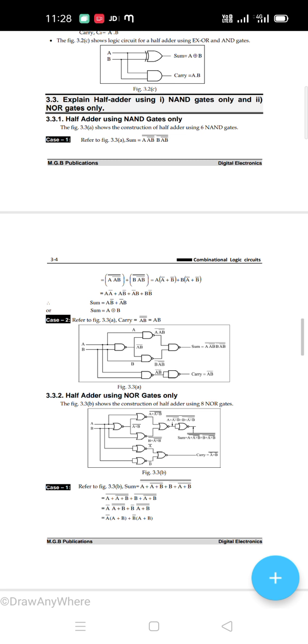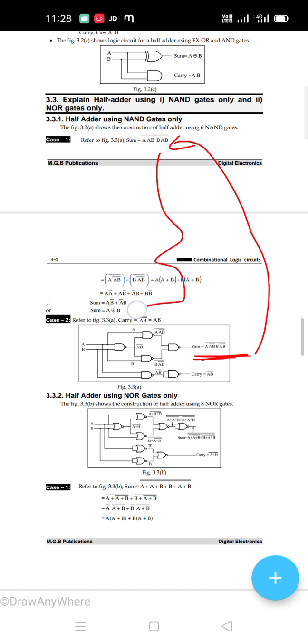Here we are getting this expression, okay, the final expression. From this expression you have to realize A exclusive OR of B. You have to get the same sum output from this expression, okay. We have to realize that expression. And the same for carry. What is carry? Carry is nothing but A dot B.